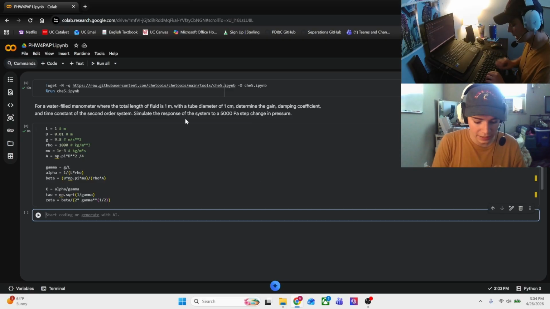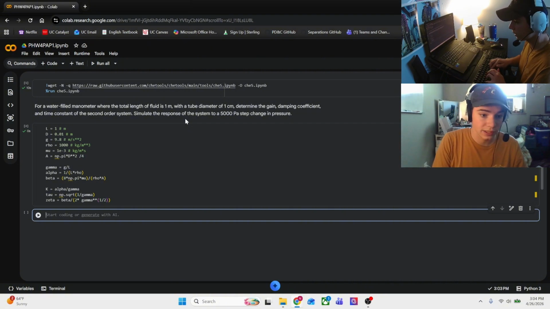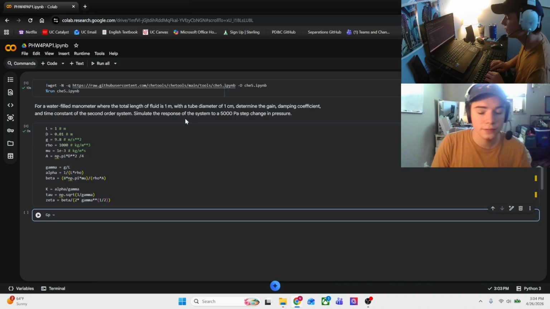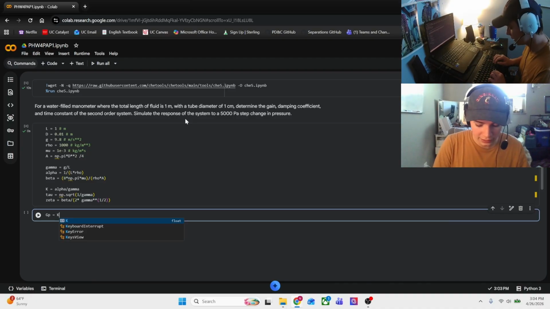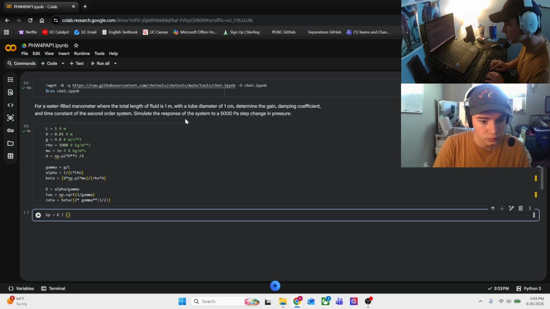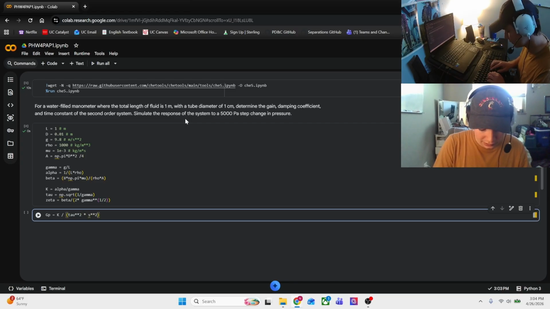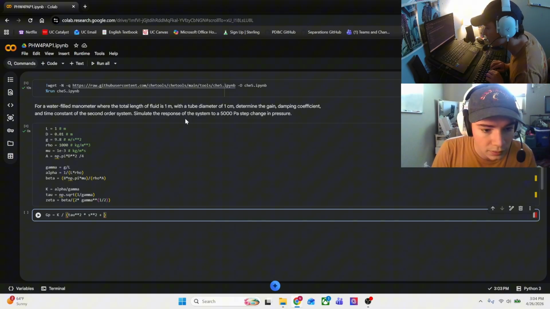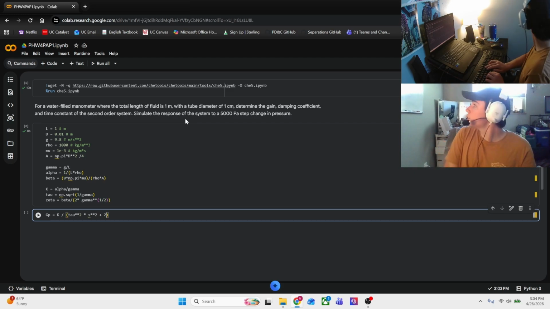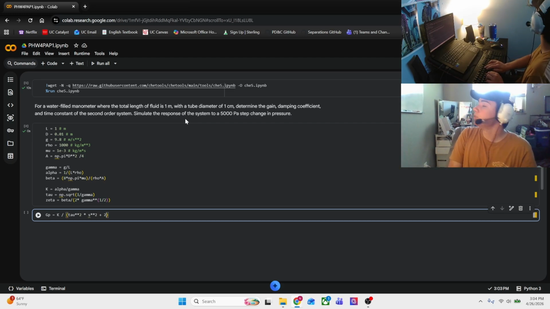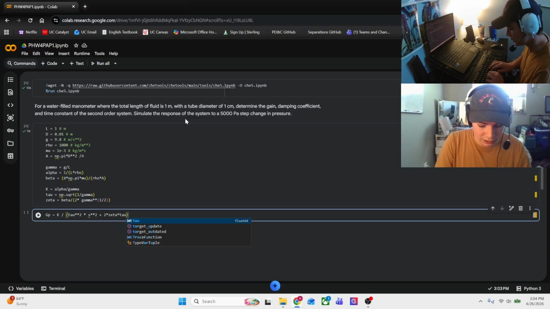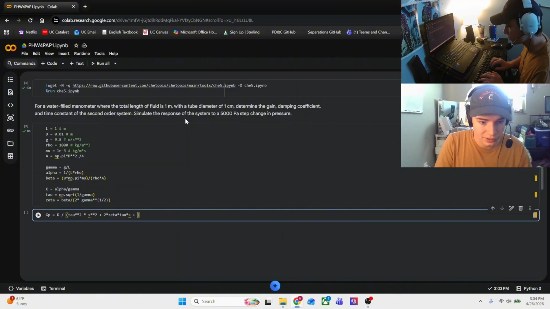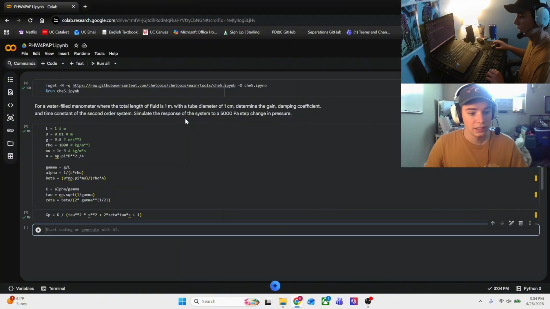So now we can go ahead and define our overall transfer function. So we're going to say that our GP, our general transfer function, is going to be equal to our K divided by our tau squared times our S squared plus, wait, no, it's going to be plus 2, we got up here, 2 times our zeta times our tau times S, all plus 1. Fantastic. There's our general transfer function.